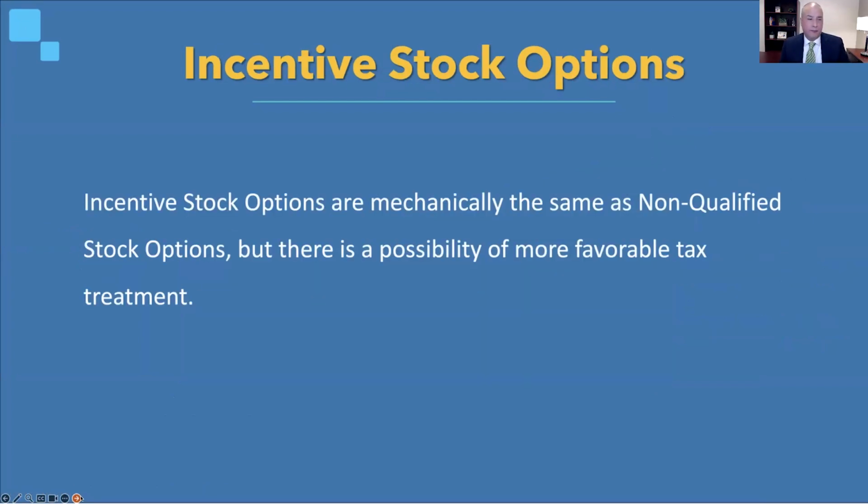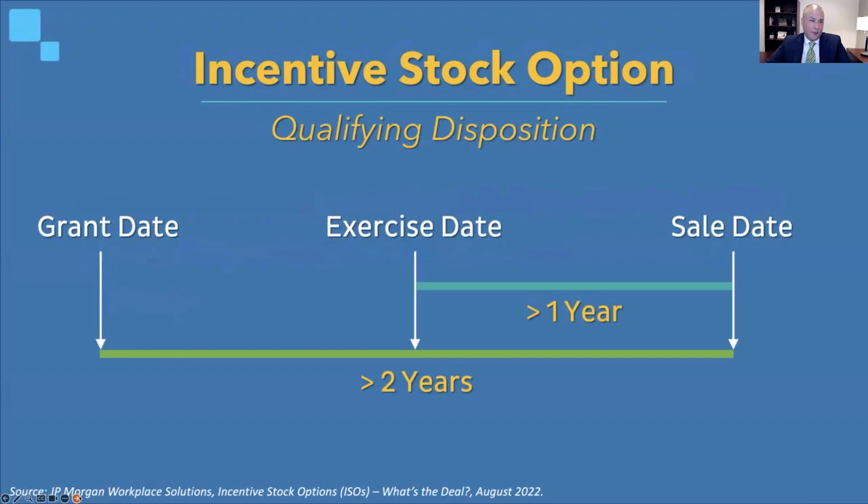ISOs are basically the same as non-qual or NQSO options. Really, the main difference is their tax treatment. Their function, their mechanics, the timeline, they're all the same, except the tax treatment is different based upon whether or not you adhere to certain rules in the timeline. So let's take a look real quick at the next slide here. This slide basically outlines what's called a qualifying disposition.